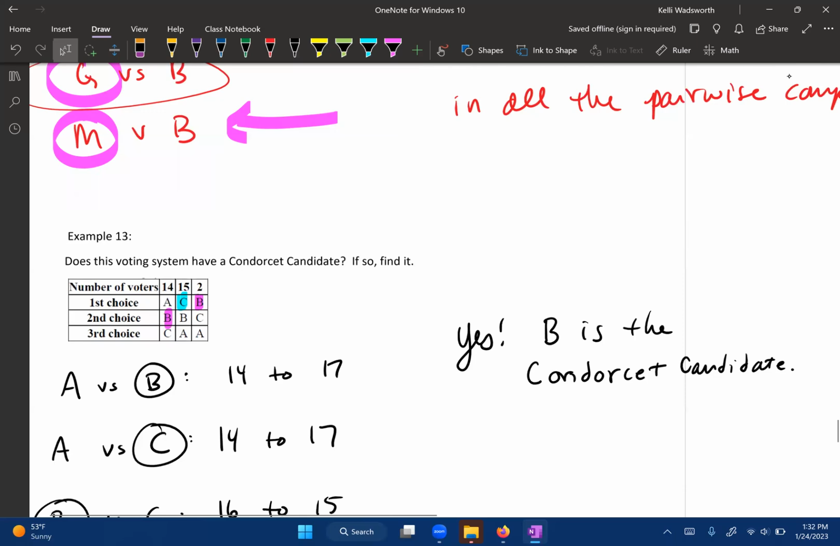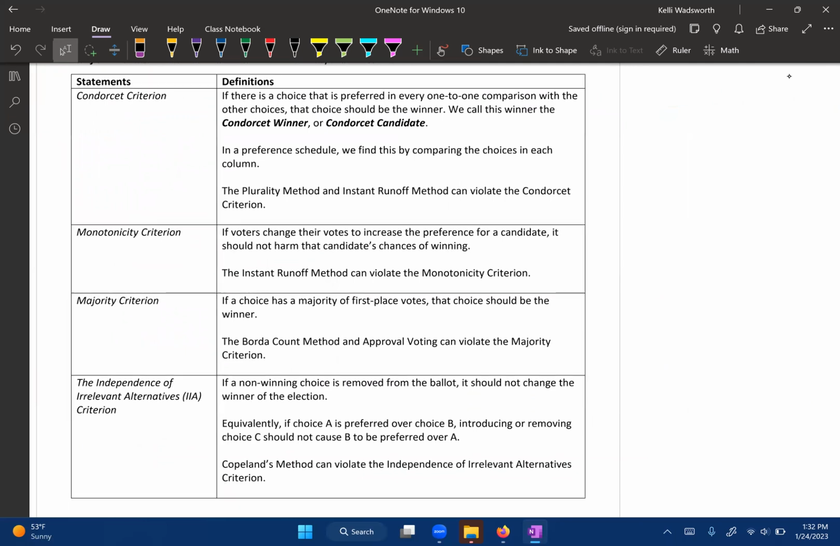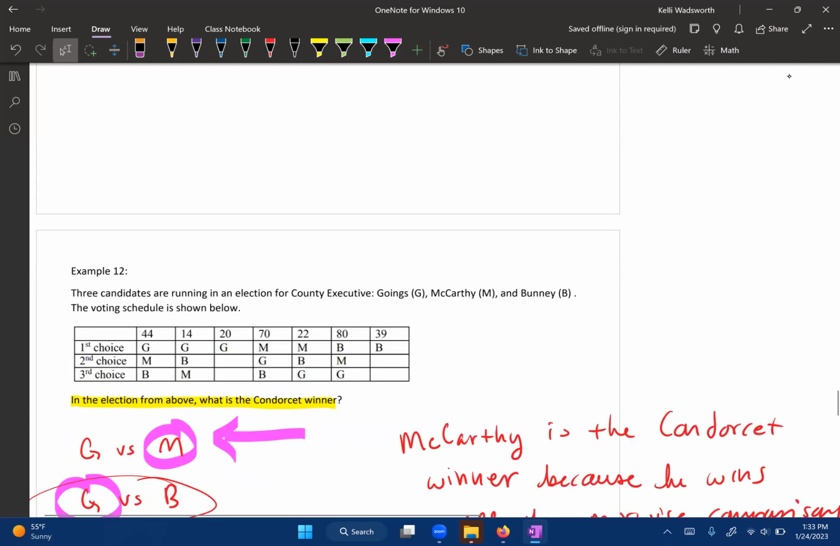Okay, now if you could, let's go back to the fairness criteria. So we saw that some of the methods that we've talked about violated some of these criteria, right? So you might ask, is there a voting method that actually meets them all? Is there a voting method such that the person with the majority of first place votes will win, that if somebody gets more votes, it does not harm their chance of winning, that if some irrelevant alternative is removed, it won't affect the preference, and if there's a Condorcet winner, they will win? Is there a voting method that actually satisfies all of these fairness criteria? It turns out that there is not.